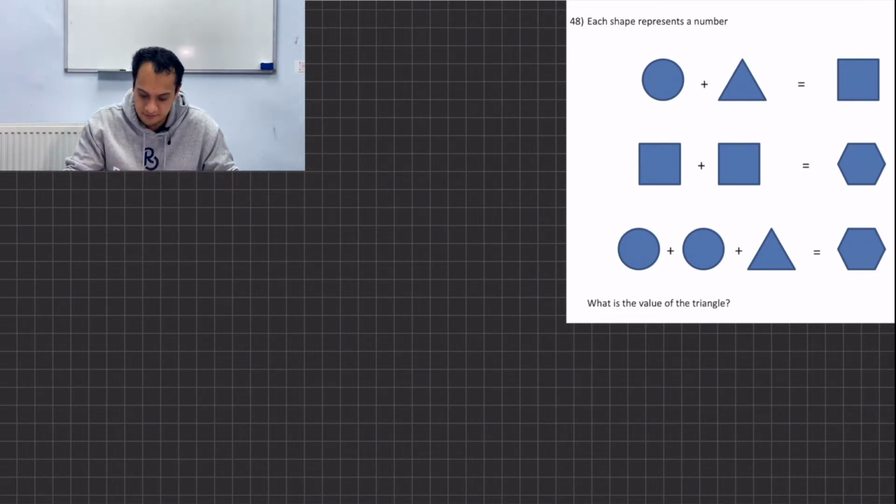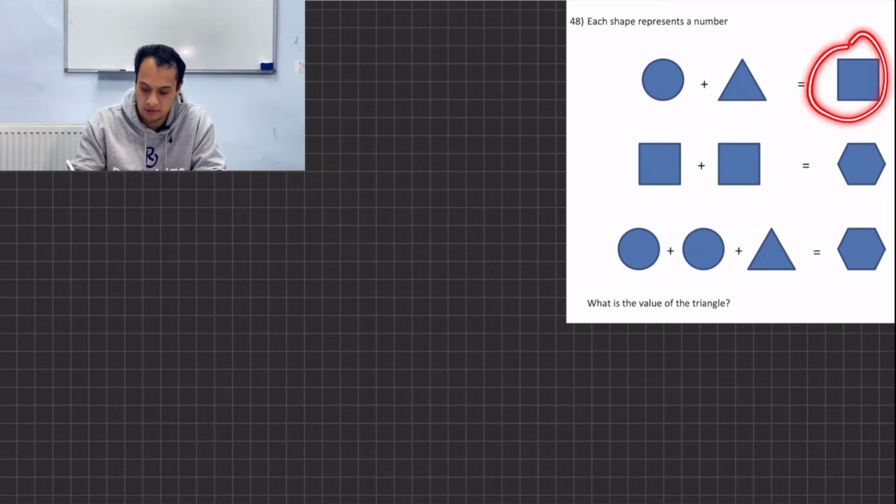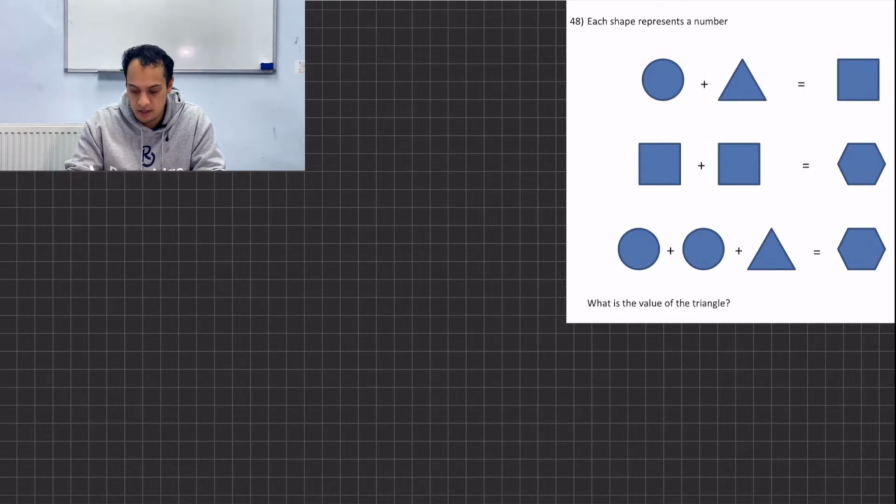So you're presented with a circle, triangle and a square and a hexagon. Okay. The question reads, each shape represents a number. Notice how there's no numbers there. And it says, what's the value of the triangle?